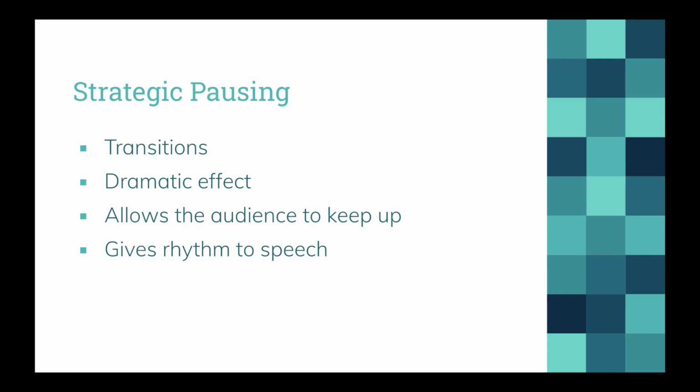It can also be used as a dramatic effect if you have a dramatic statistic to show off. Strategic pausing can also allow the audience to keep up. You can pause between subpoints so the audience can stop and think about something, especially if it is a more complicated topic. It also gives rhythm to your speech because human speech naturally has pauses.